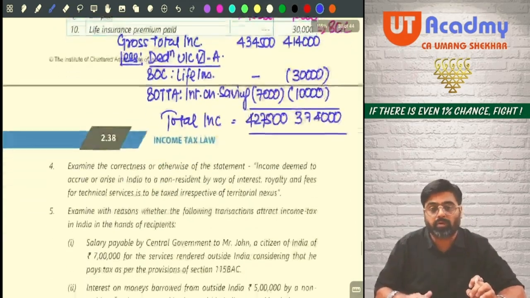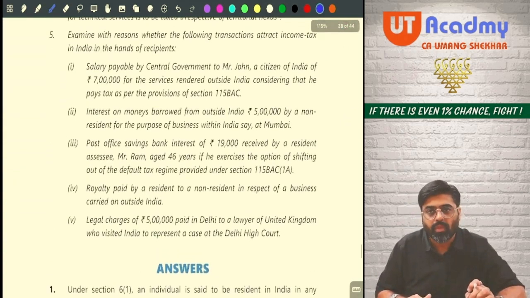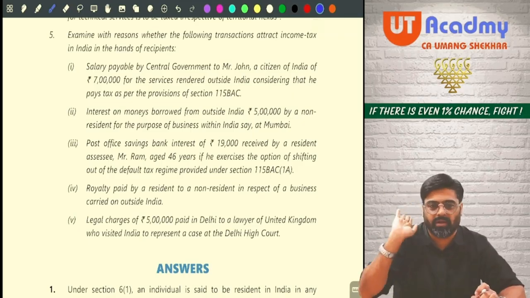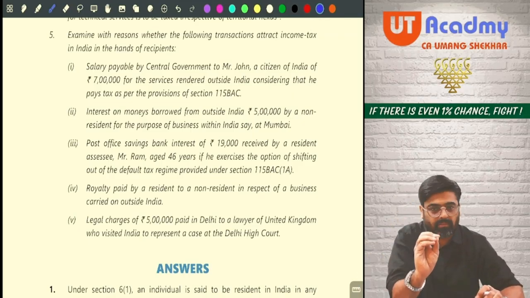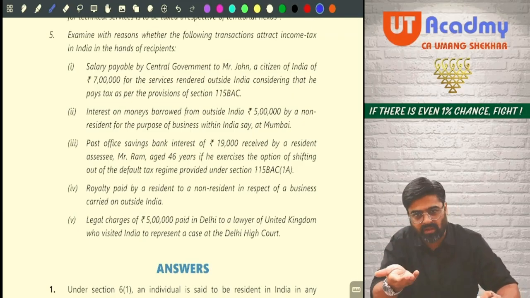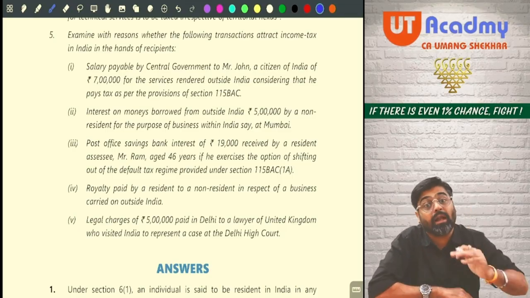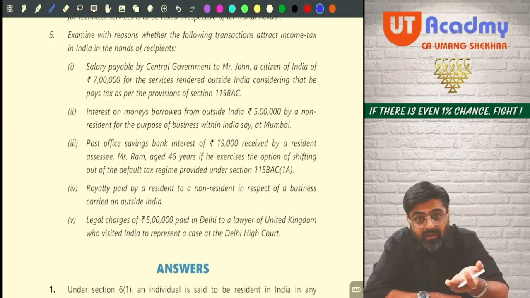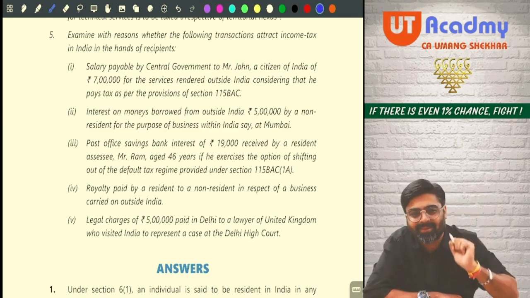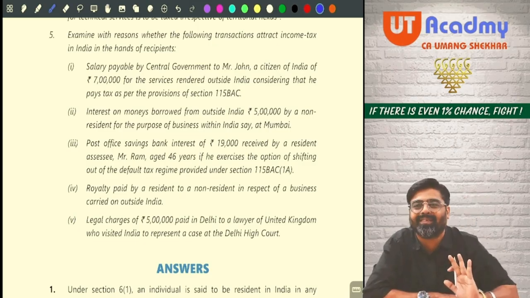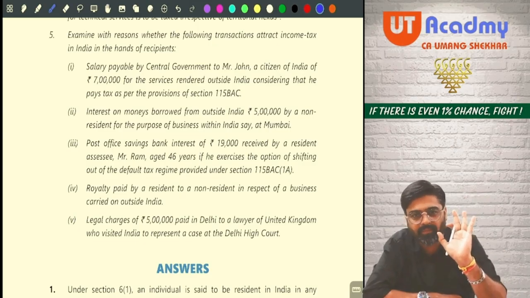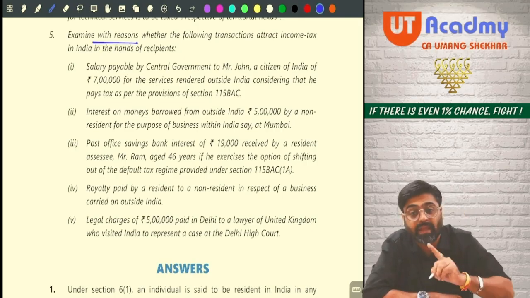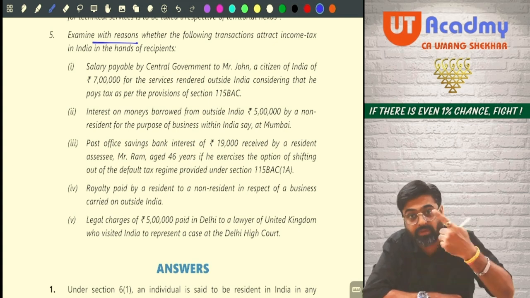Now we are going to solve question number 5. See, this is a simple question. In this question, they are telling you that this is your income. Tell us whether this income is taxable for you or not. If taxable, then how much amount is taxable and what is the reason for taxability? If not taxable, then why is it not taxable? Give the reason. Understood? See, examine with reasons. They are saying examine with reasons. You are supposed to give the reasons also.